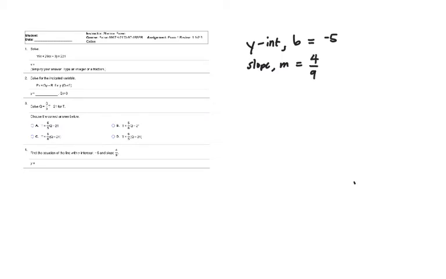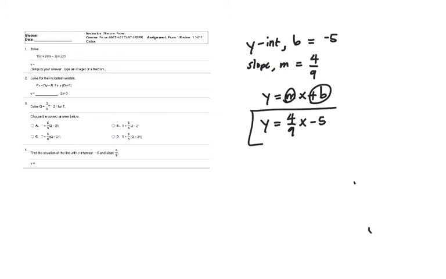Okay, so if we're finding the equation of the line, we're going to use the linear equation form, y equals mx plus b, the slope-intercept form, and we'll just replace our values for m and b. Okay, so we have y equals a slope of 4/9, so 4/9 x plus b. b is -5, so we have -5. Okay, so there's our linear equation. Okay, let's look at number 5.